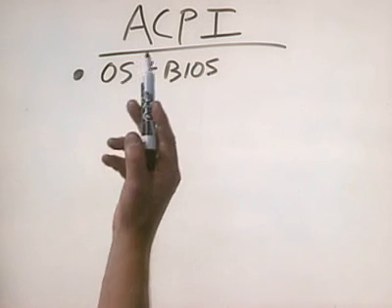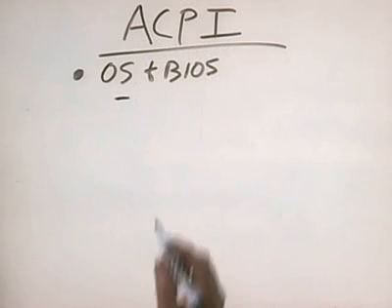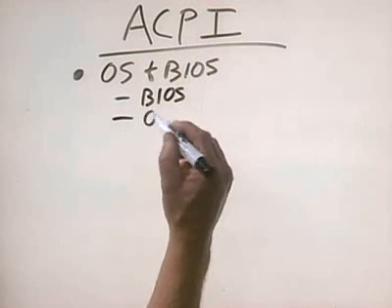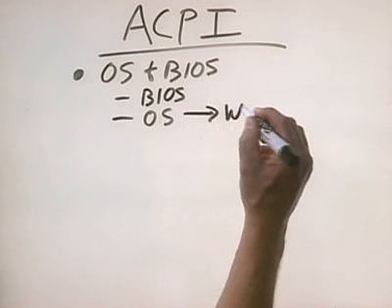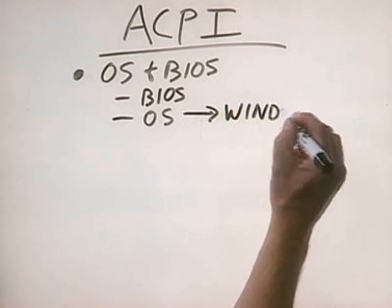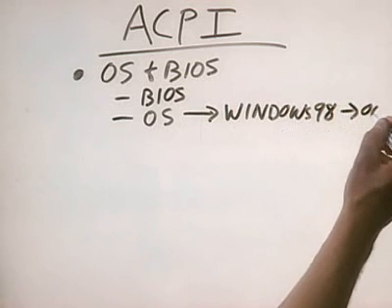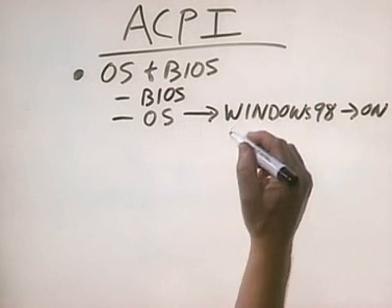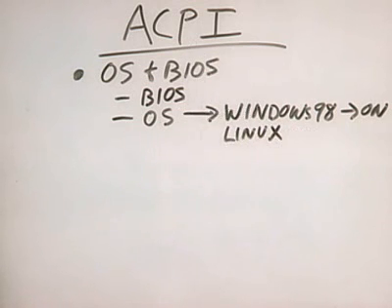In order to implement ACPI, you have to have an ACPI compliant BIOS, and you have to have an ACPI compliant OS. Which OSs are ACPI compliant? Anything in the Windows family from Windows 98 on is ACPI compliant. In addition, most Linux distributions are also ACPI compliant.